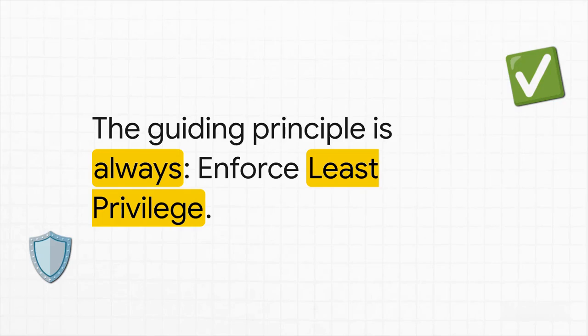And this all comes back to one of the golden rules of security: enforce least privilege. Your pipeline should only have the exact permissions it needs for the exact amount of time it needs them, and absolutely nothing more. Short-lived credentials are how you make this principle a reality.